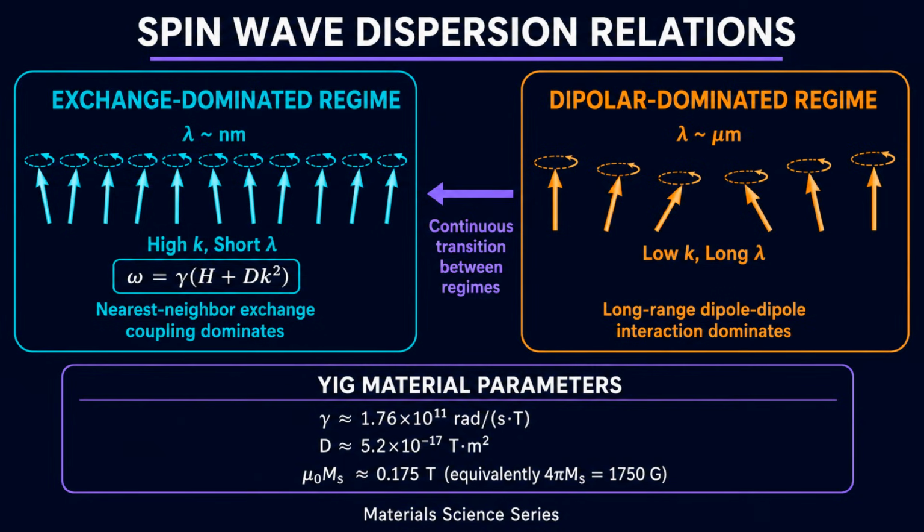The crossover happens where the exchange contribution Dk squared becomes comparable to the dipolar field, which for yttrium iron garnet corresponds to wavelengths of roughly 100 nanometers. This dispersion determines spin wave propagation characteristics.